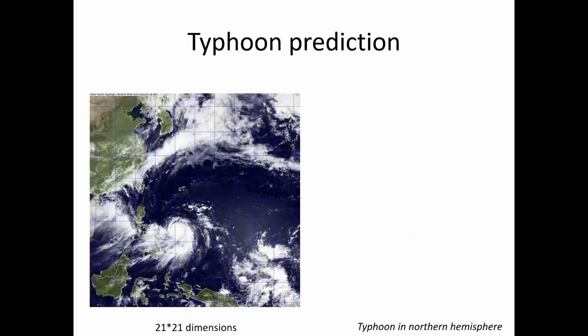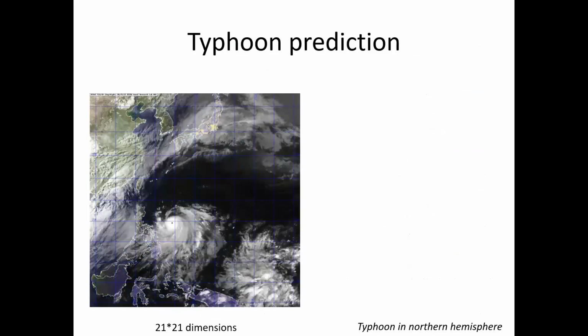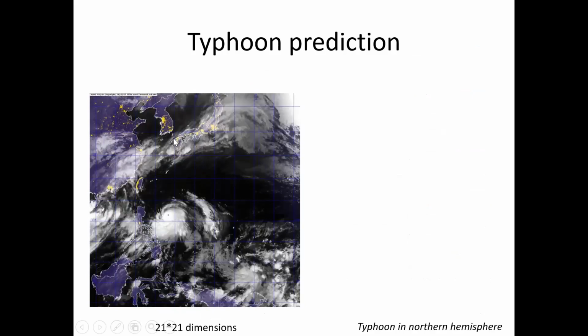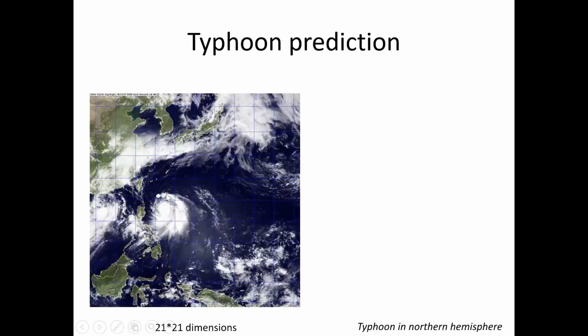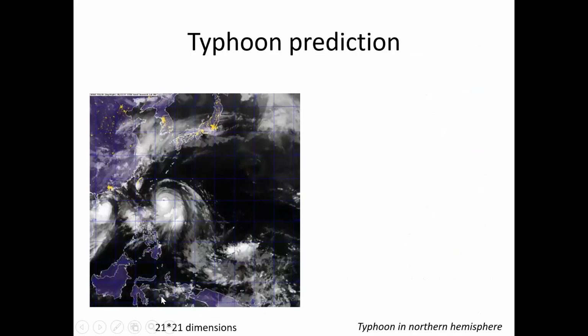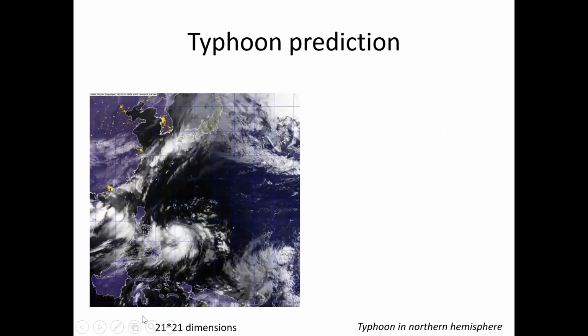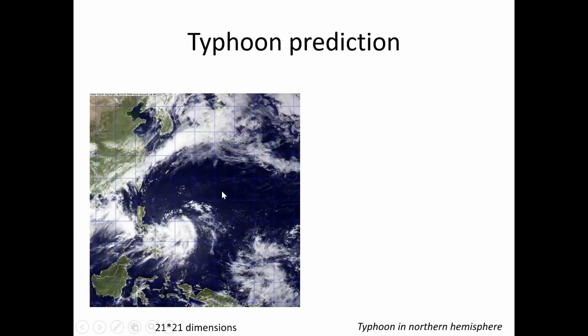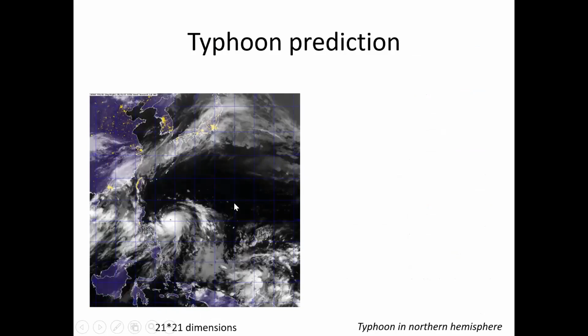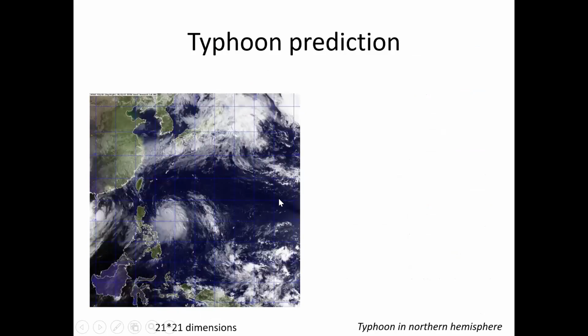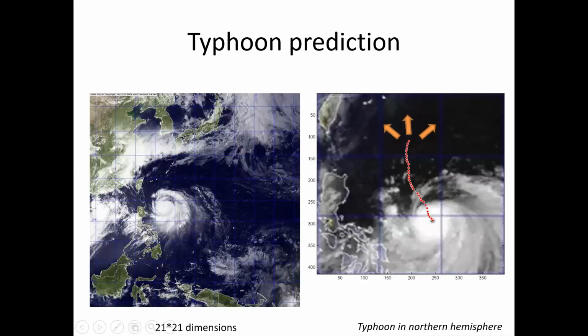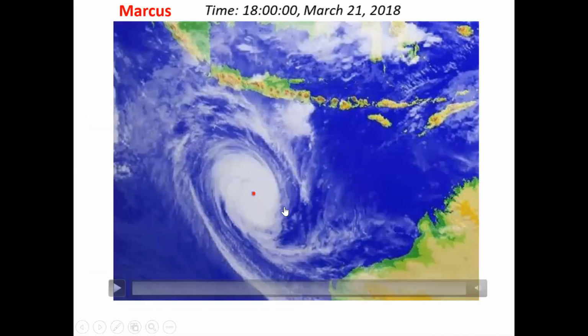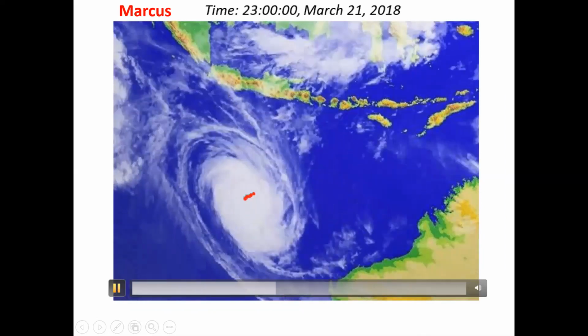So this is the prediction for the Pacific Ocean. I think it's Korea. It's a 400 dimension. So we just take a picture from television, then we make a prediction. This is for Australia, the typhoon from 2 years ago. We make a prediction.